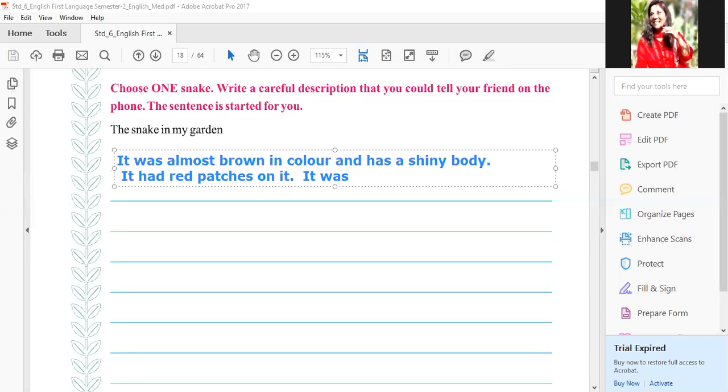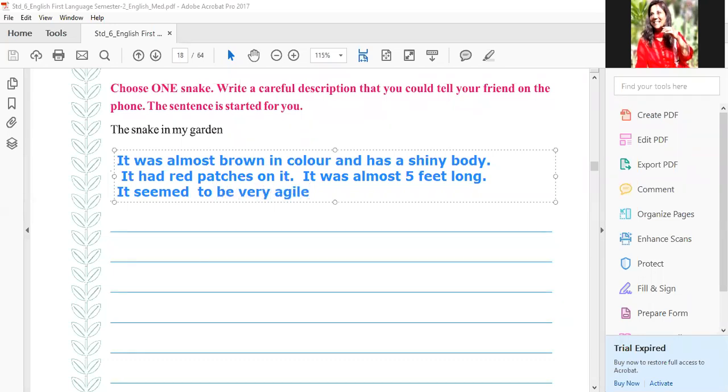It was almost 5 feet long. Oh my God, 5 feet long. ठीक है? Then it seemed to be very agile. Agile मतलब बहुत fast था वो, है ना? बहुत quick था. It seemed to be very agile.